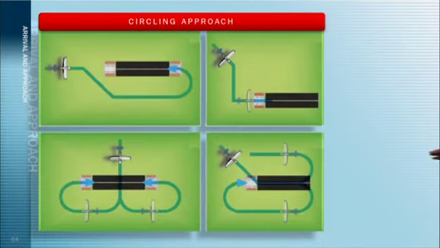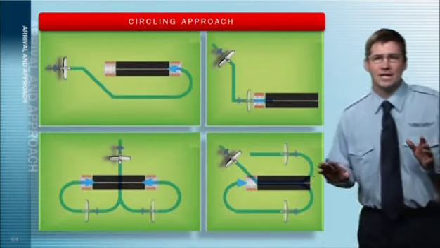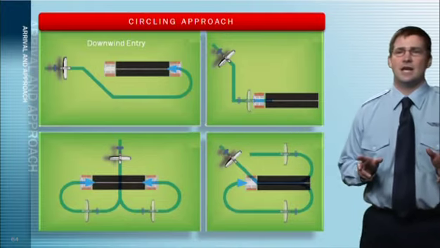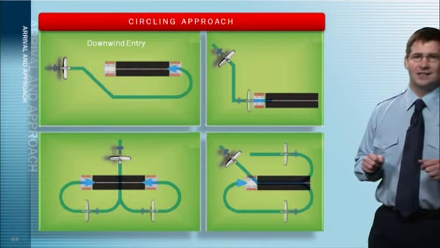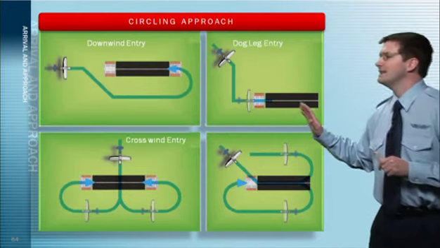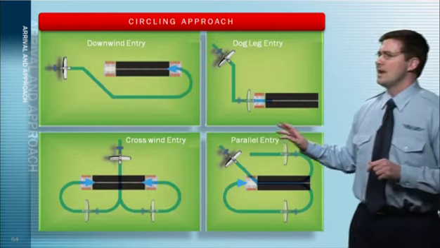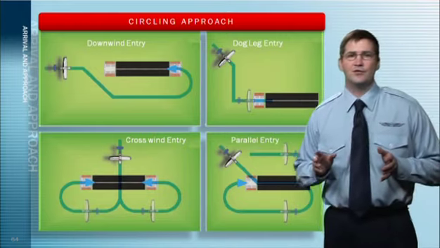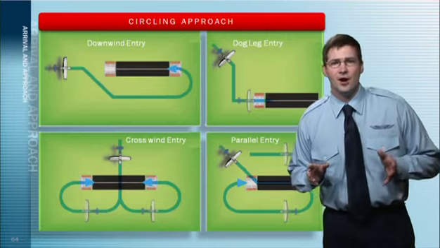Now, here are the 4 ways in which to fly a circling approach. We can see some of those examples right here. First, there is the downwind entry. There's the dogleg entry, the crosswind entry, and finally the parallel entry. Now, a circling approach can be flown so long as the pilot has a clear view of the runway and the runway environment during the circling maneuver.